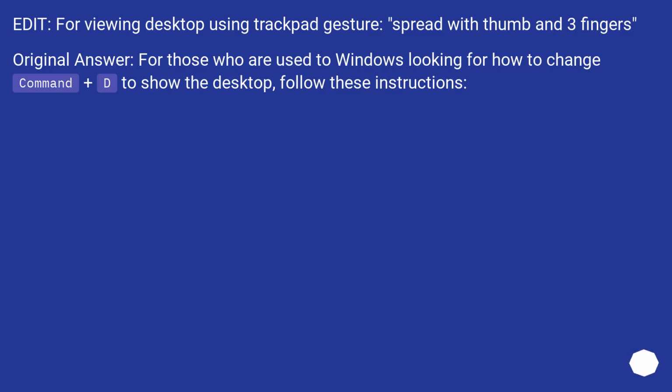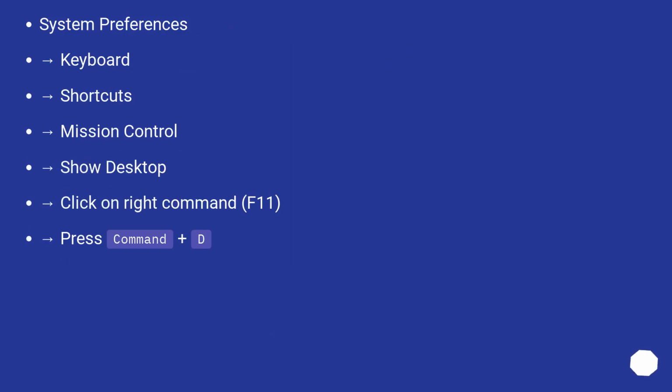Original answer, for those who are used to Windows looking for how to change Command+D to show the desktop, follow these instructions. System preferences, keyboard, shortcuts, Mission Control, show desktop. Click on right command, F11. Press Command+D.